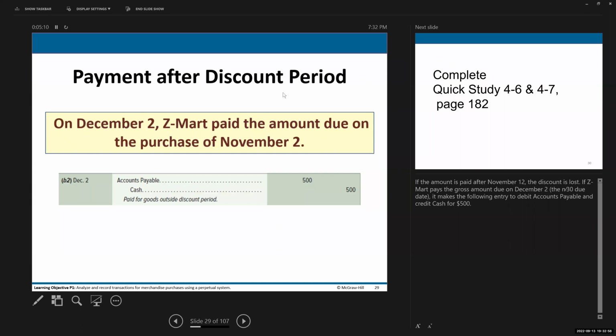Now, what would happen if we make payment after the discount period? We said that if it's 2/10, net 30, well, what's 30 days from November 2nd? It's December 2nd. So we're not late. It's 30 days from now, and that's the last day of the credit period. So we'll do it, but guess what? We have to pay the full amount. We don't get a discount. So we're going to reduce our liability, and we have to pay the full $500.